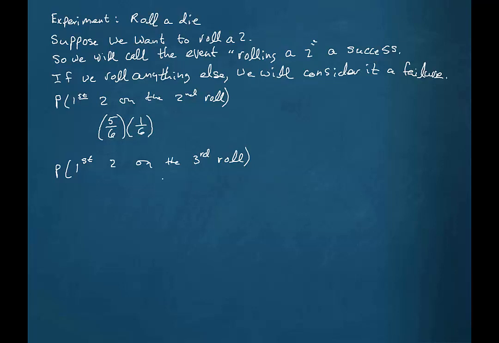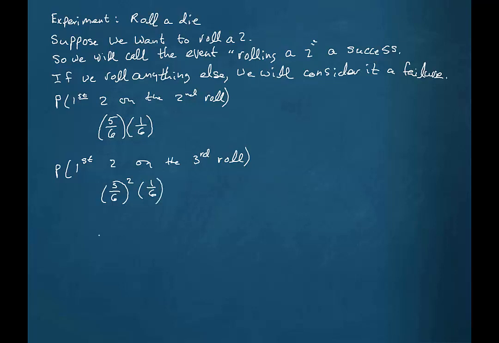If our first success, or in other words, the first 2 that we roll, happens on the third roll, what is that probability? Well, we'd have to have 2 failures then. So, since we're multiplying, we can call that 5/6 squared, and then we have our first success, 1/6.